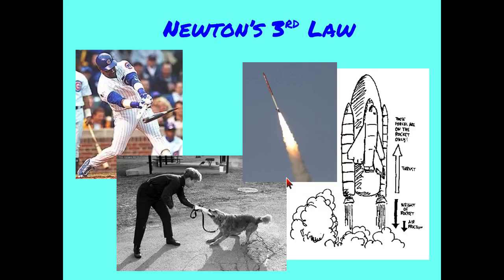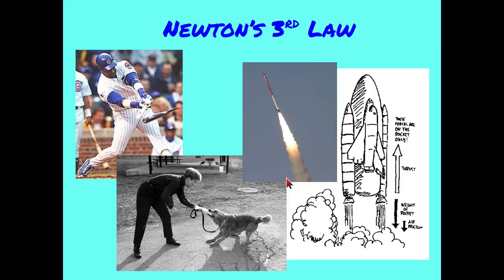So we like to call this the rocket law, the third law. The rocket taking off from Earth is a great example of Newton's third law. The action is the engine and the gases firing downwards, and the reaction is the rocket and spaceship going upwards.